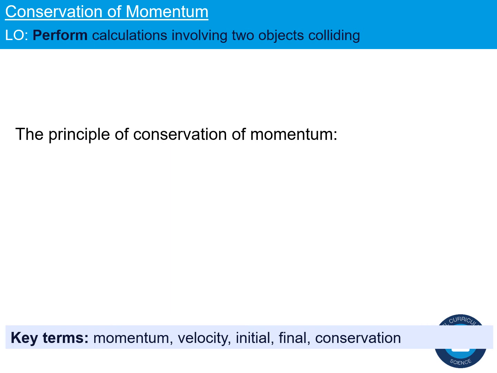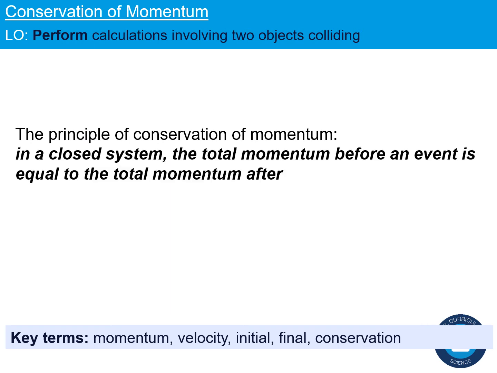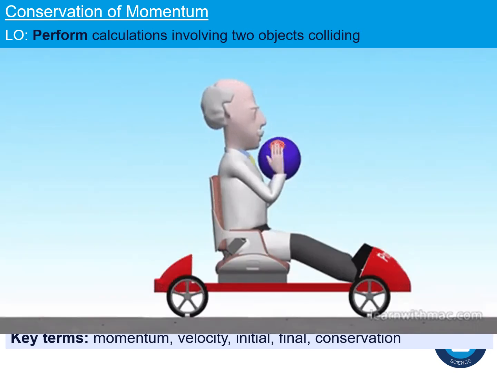The principle of conservation of momentum states this. In a closed system, the total momentum before an event is equal to the total momentum after. We can look at this example and see that the conservation of momentum is being obeyed.